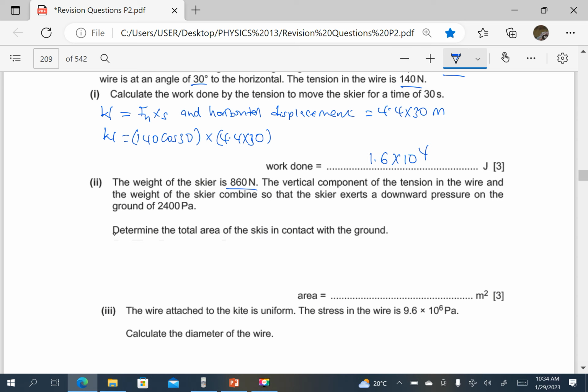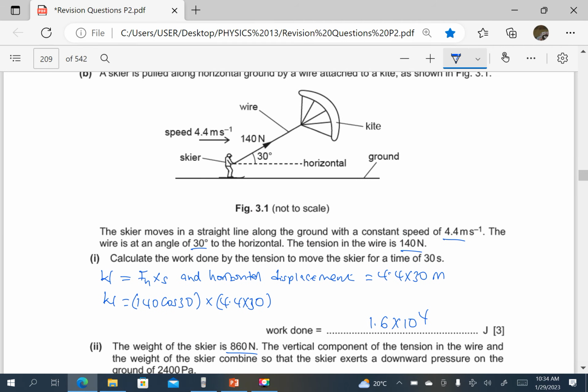Weight is acting vertically downwards. The vertical component of the tension in the wire and the weight of the sky are combined so that the sky exerts a downward pressure on the ground of 2400 pascals. Remember, the weight is downwards, which is given as 860 newtons. But the vertical component of the tension is going to be 140 sine of 30. That is the vertical component. They are saying they combine to exert a pressure of 2,400 pascals.